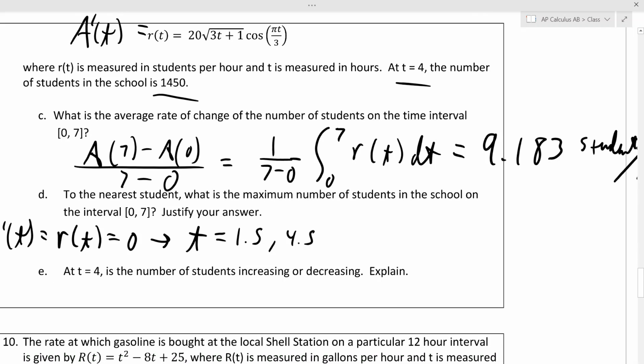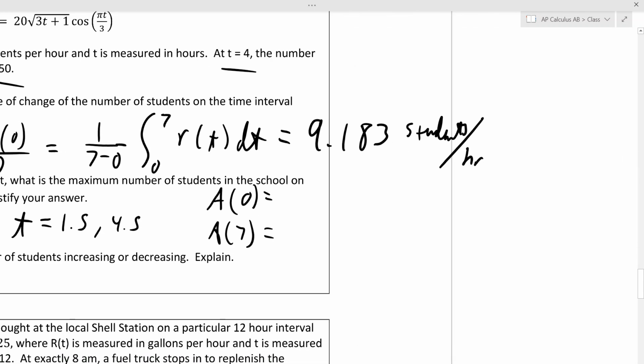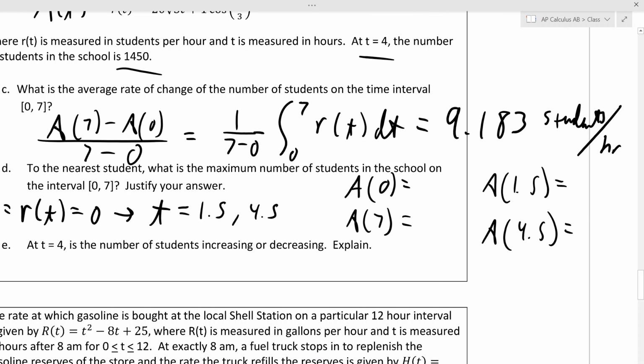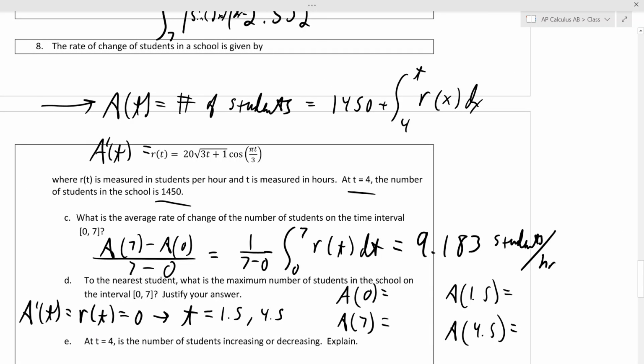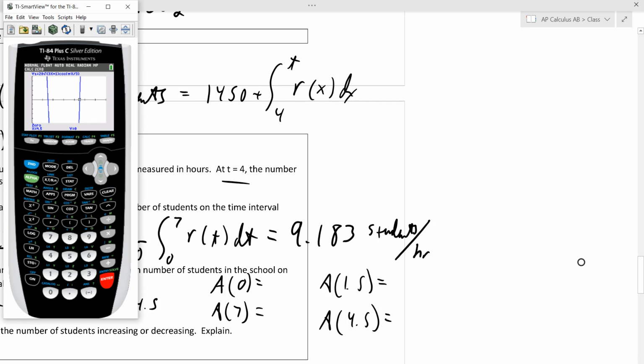So then all we got to do is find the amount at the endpoints and at the critical values. All right. And we're going to do that on the calculator by using this formula right up here. The amount we know is 1450. So it's going to be 1450 plus math 9. 420 is what we need first to find the initial start.